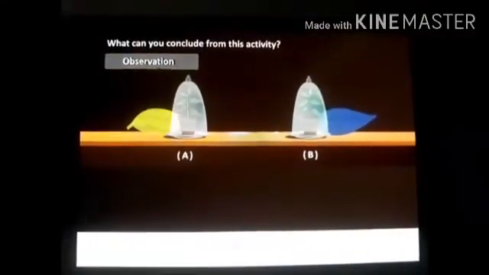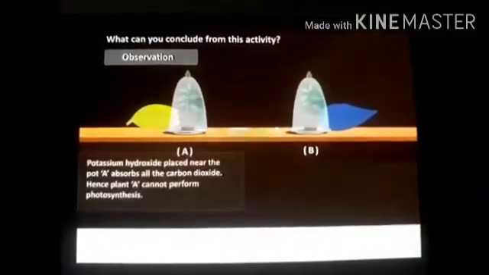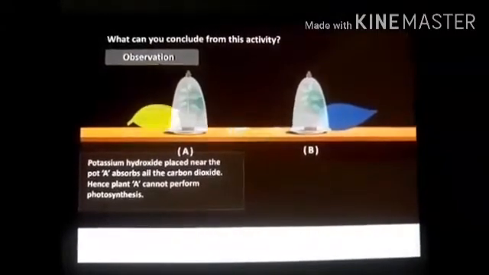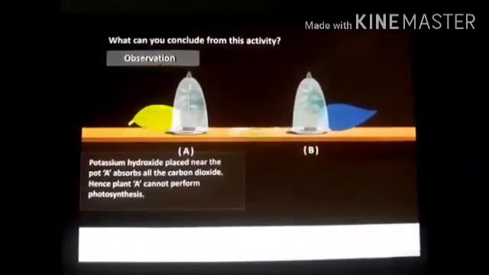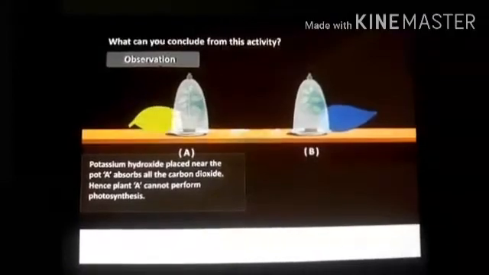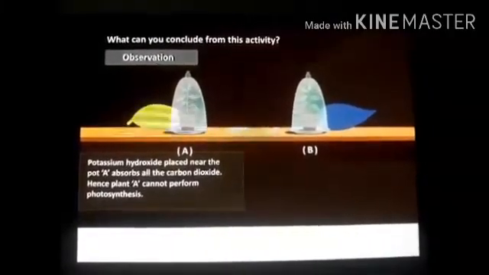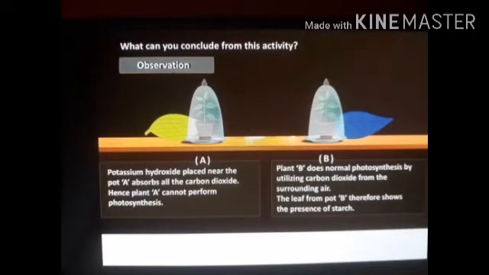What can you conclude from this activity? Potassium hydroxide placed near pot A absorbs all the carbon dioxide. Hence, plant A cannot perform photosynthesis. Plant B does normal photosynthesis by utilizing carbon dioxide from the surrounding air. The leaf from pot B therefore shows the presence of starch. Thus, from this activity, we conclude that carbon dioxide is necessary for photosynthesis.